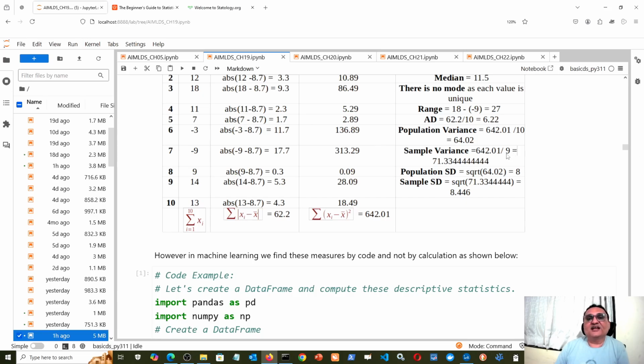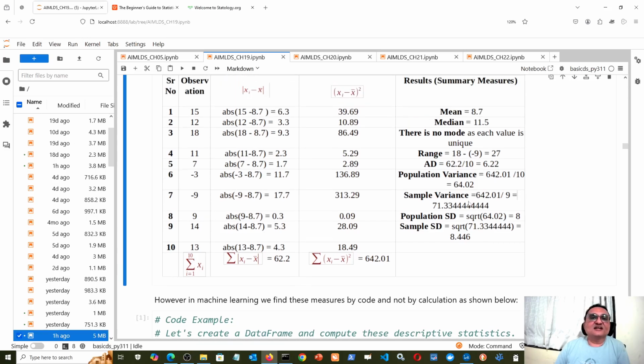So the number of observations is 10, 10 minus 1 is 9. So the sample variance is 642 divided by 9, or 71.33. And the standard deviation of the sample is the square root of this 71.33, which is around 8.446. That is the standard deviation of this data.